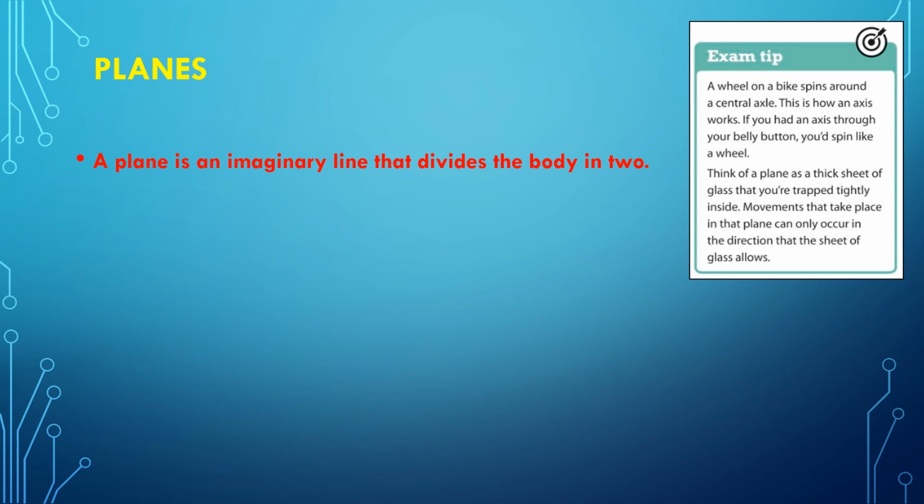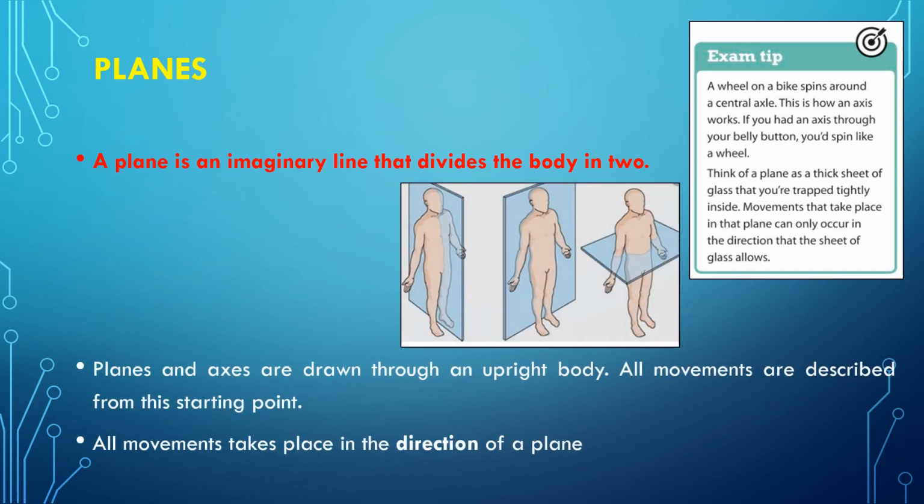Okay, so movements take place around an axis, but they take place in the direction of a plane. Now, the definition of a plane is an imaginary line that divides the body in two. You've got to think of it almost like a sheet of glass that's going through the body. Movements are going to take place along that sheet of glass, in that direction. Okay, so as before, we draw them through an upright body, and the movements that go around axes take place in the direction of a plane.